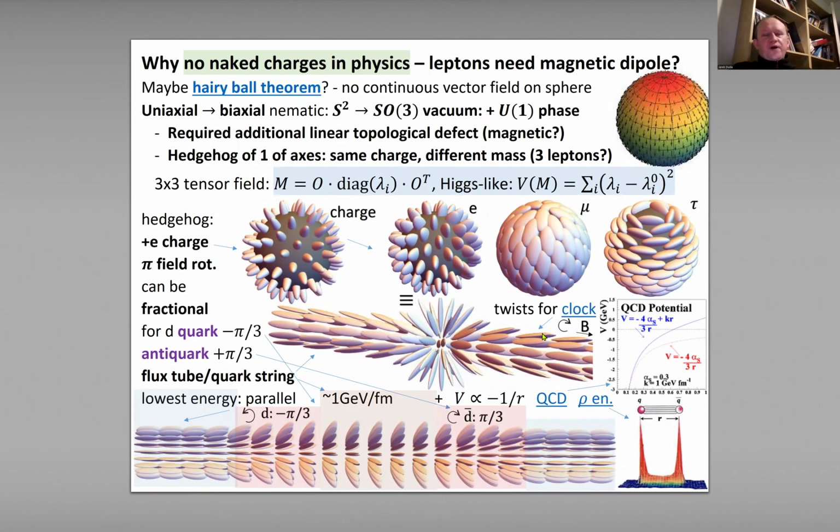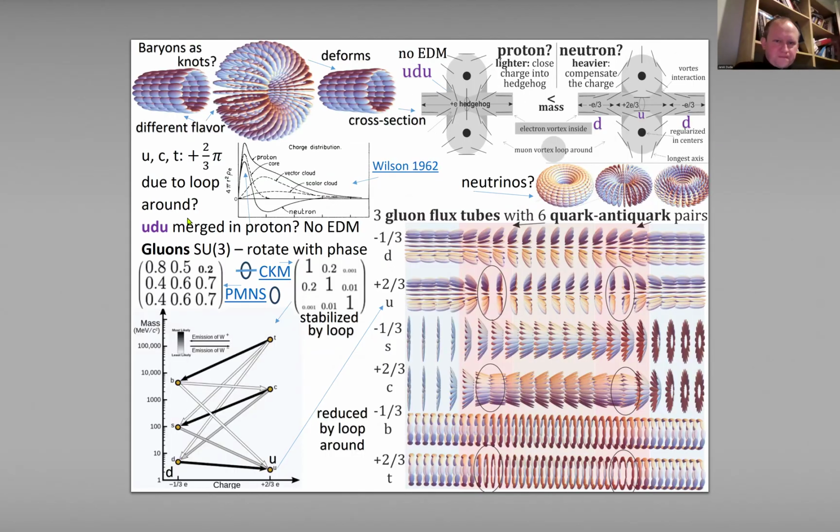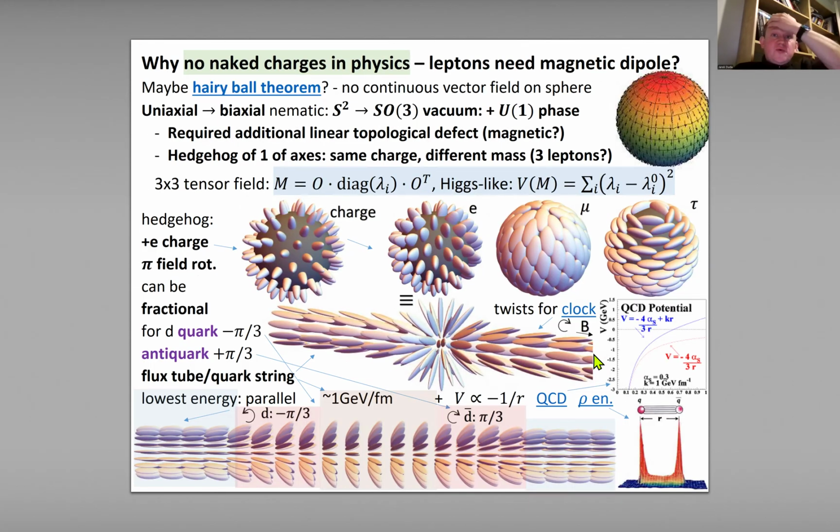Okay, so let's go to further particles. Now we have these three types of hedgehog: one, second, and third. Because we live in three dimensions, it looks like three leptons. And we can ask why there are no naked charges. I think because of this hairy ball theorem, if a hedgehog from one axis, the second axis needs to perform some evolution.